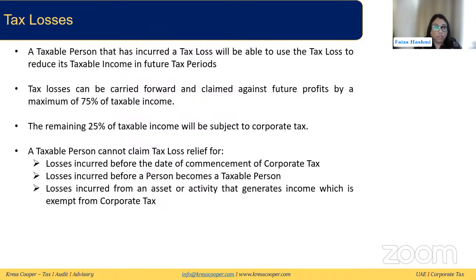It can be carried forward indefinitely, and it can be claimed against the future profit. But for a year's profit, it can only be claimed up to 75% of the taxable profit. So, for example, let's say in year 2024, the loss is 100,000, and then in year 2025, let's say the profit is 200,000. So now up to 75% of the taxable income, let's say taxable income is 200,000.